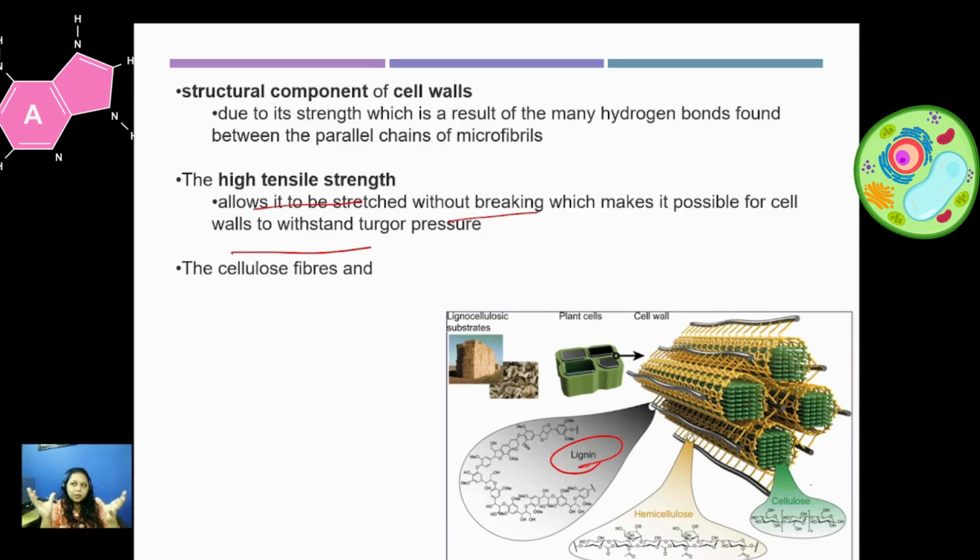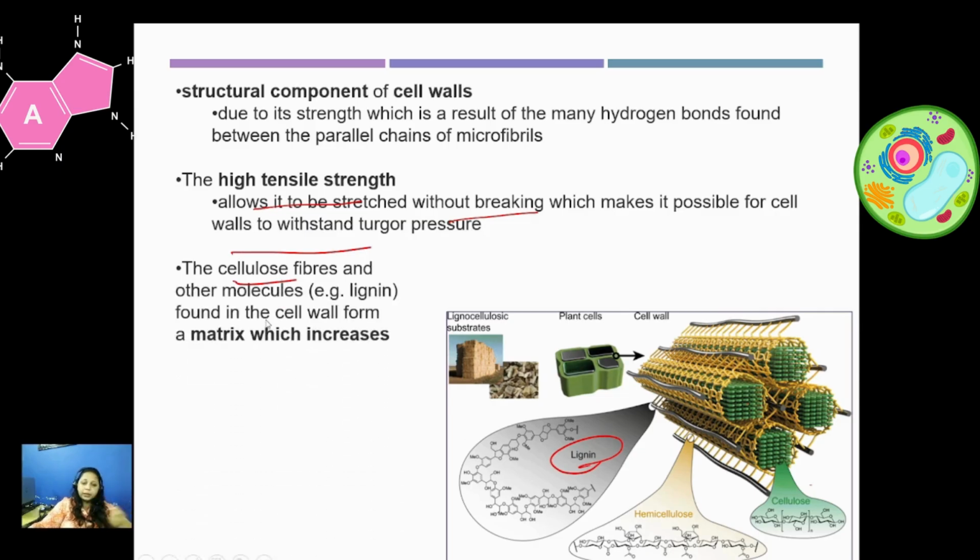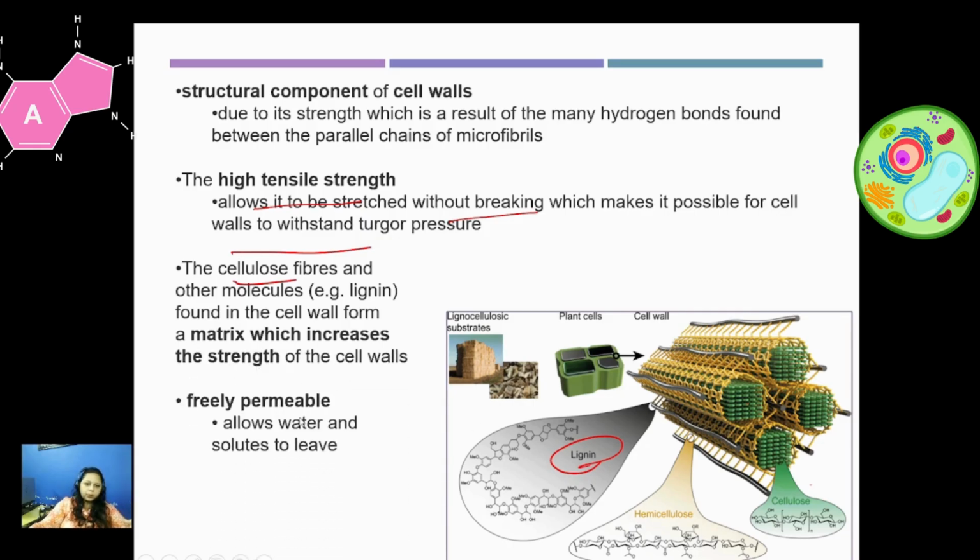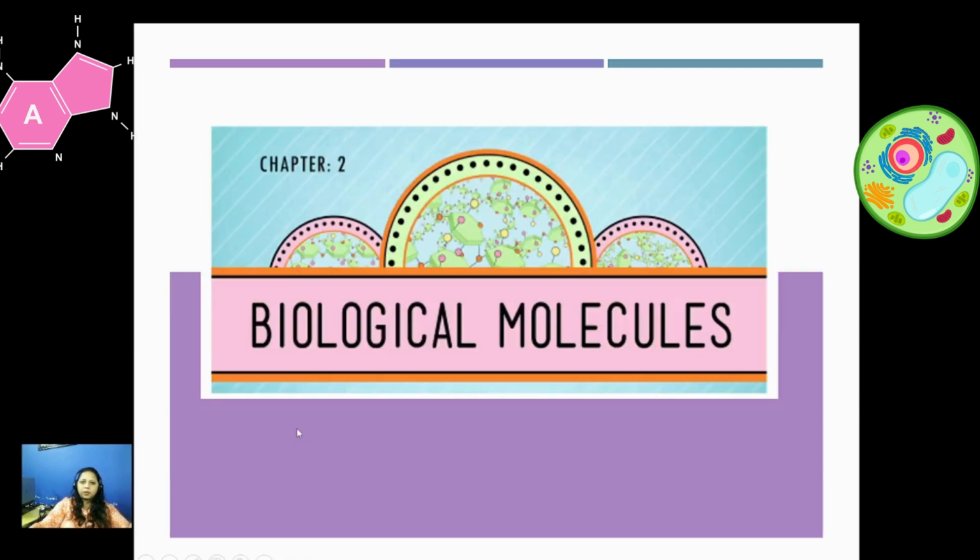But in the case of an animal cell, it can explode because no cell wall is present. So cellulose fibers and other molecules, for example lignin, found in the cell wall, also increase the strength of the cell wall. It is freely permeable. It allows water and solutes to leave or enter the cell surface membrane.